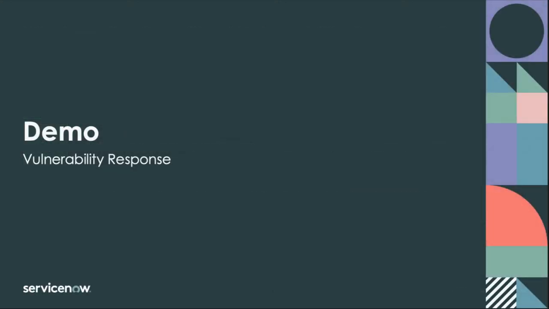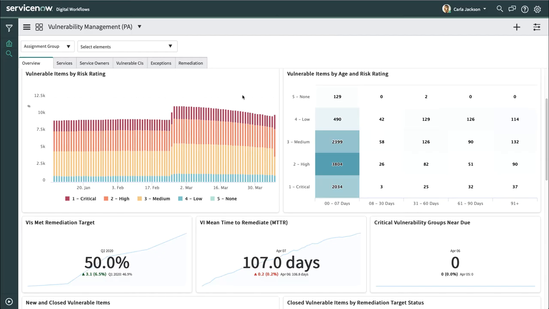Let's take a look at the demonstration. For this demonstration, we'll begin with Carla Jackson, a vulnerability manager. Carla has three things that are always on her mind. Number one, what's the state of vulnerabilities in her organization?